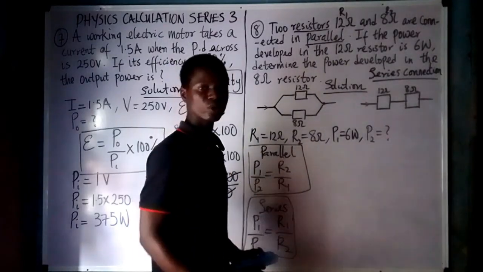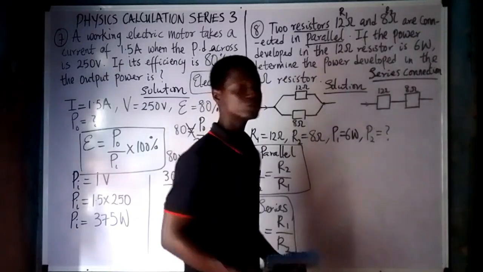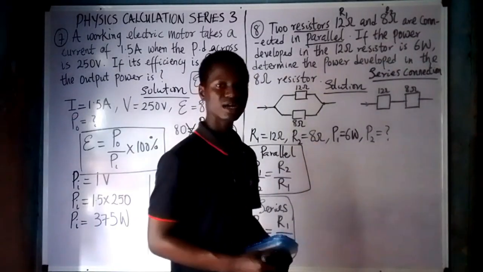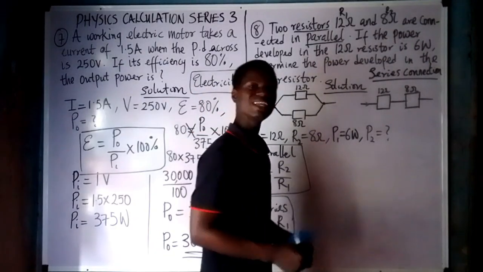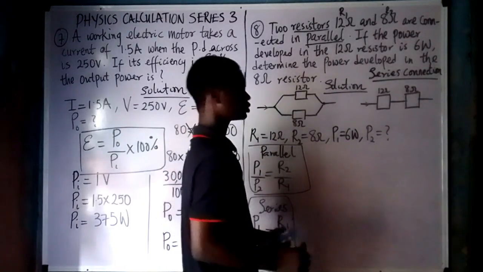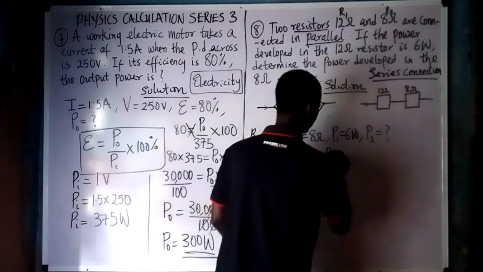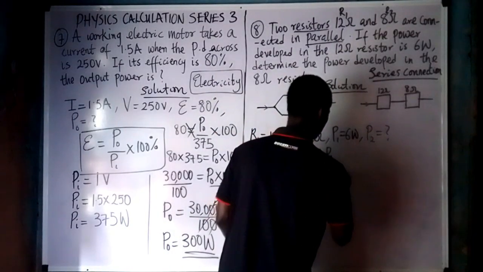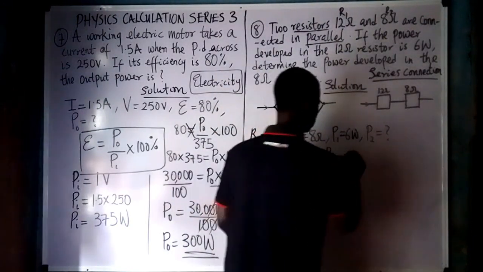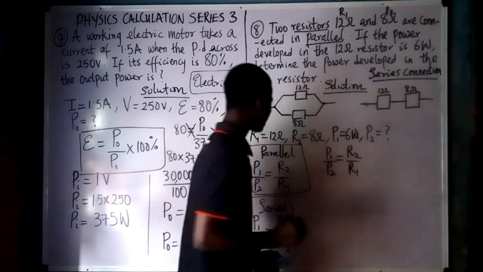So now, the big question here is, which one were these two resistors connected in? We were told that they were connected in parallel. So this formula is what we use. We'll now come here and write P1 over P2 equals R2 over R1. This is the formula we are making use of.